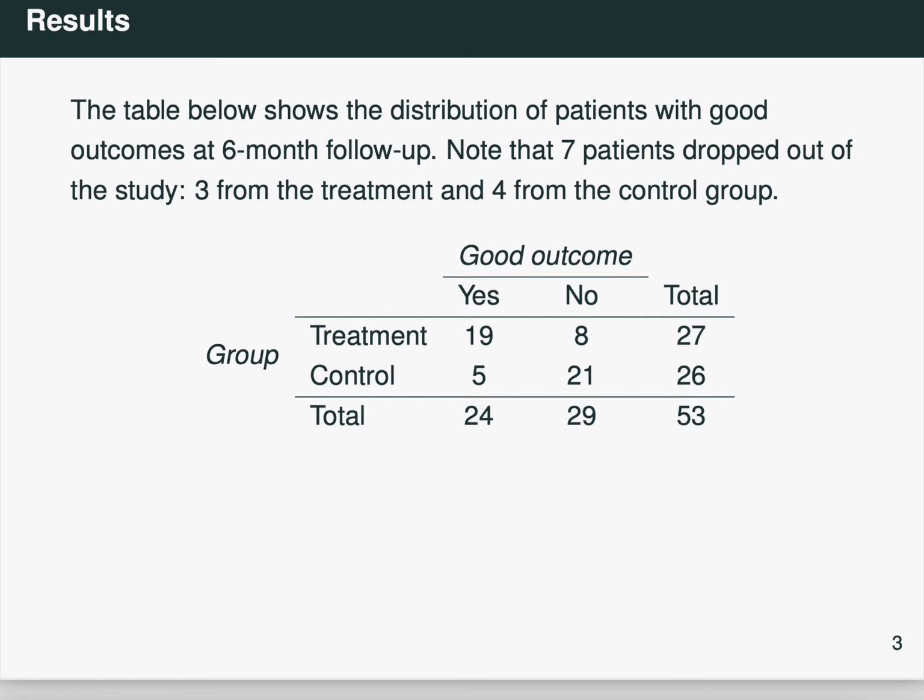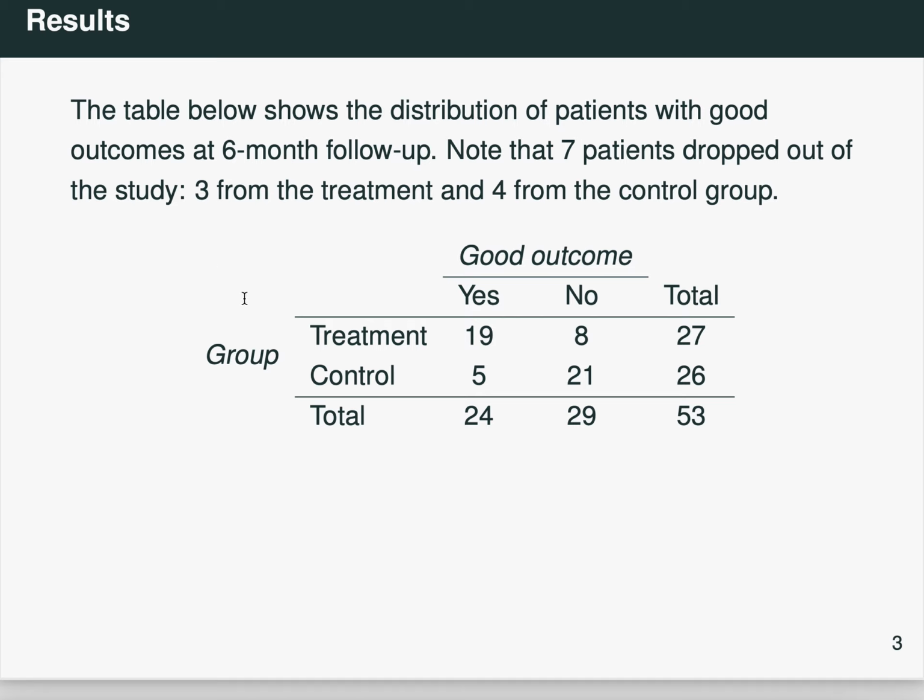So if I look at the table below, I've got the distribution of the patients in my two sample groups with good outcomes at the 6-month follow-up. Note that 7 patients in that 6-month time dropped off of the study. This is also common. Remember, studies are voluntary, and so there are different life circumstances that may cause people to leave the group. And we had 3 leave the treatment group and 4 from the control group.